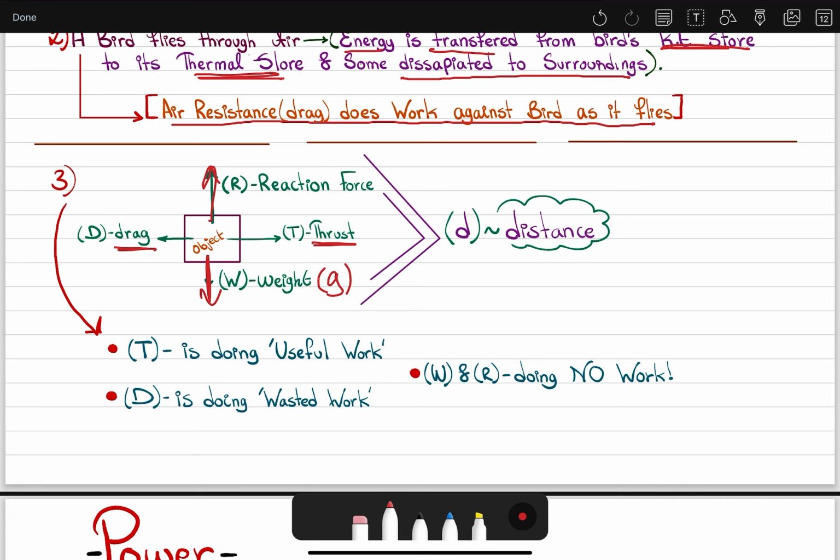If the thrust is greater than the drag, then the overall motion is going to be in the forward direction. So T, which is thrust, is doing useful work, D, drag, is doing wasted work, and W and R, which are weight and reaction or contact force, are doing no work.